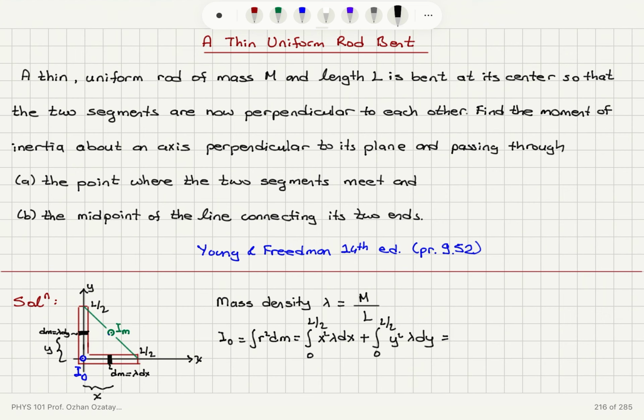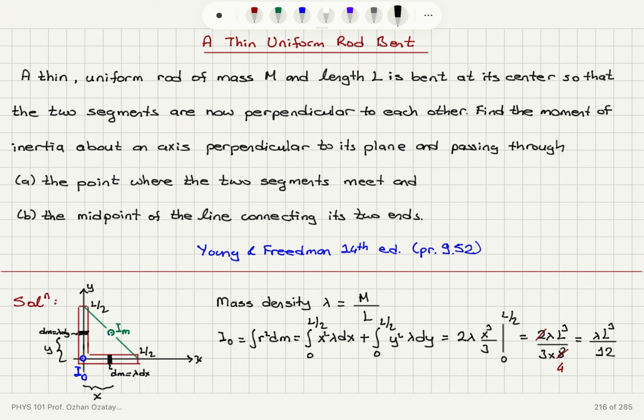So we obtain, because these integrals are basically the same, whether it's x or y, we have twice the same integral, 2 lambda x cubed divided by 3, and we go from 0 to L over 2. So this gives us 2 lambda L cubed divided by 8, and we have also a 3 here, 3 times 8. Now this 2 will make this 8 into 4. So we have lambda L cubed over 12.